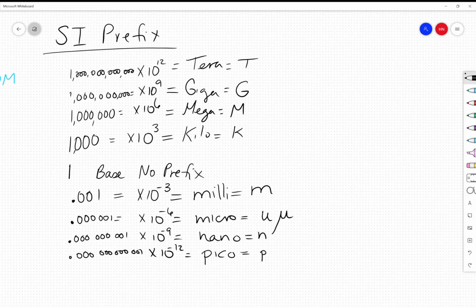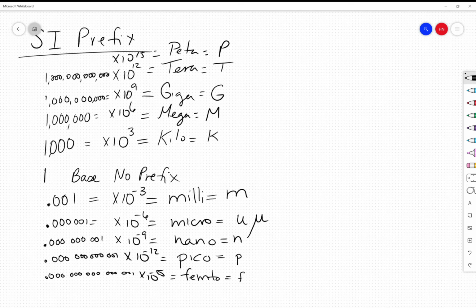Sometimes they make it a little curvy, like an italic letter p. And then the last one, times 10 to the negative 15, that's femto, like 15 femto, and that's the little curvy lowercase f. Kilo, mega, giga, tera. I think if you want to know the times 10 to the positive 15, that's peta or capital P.